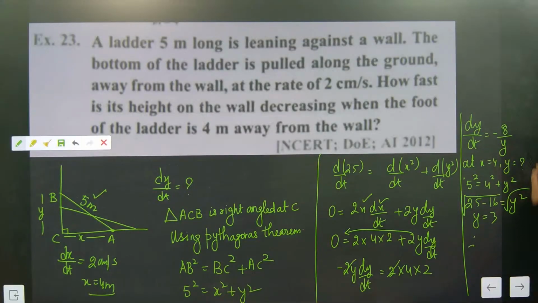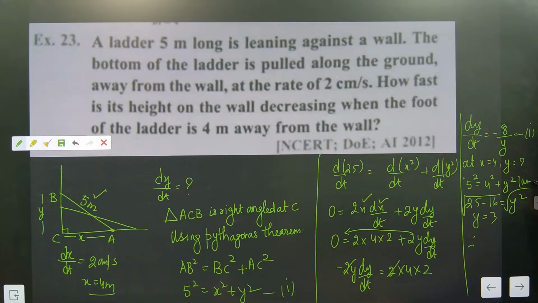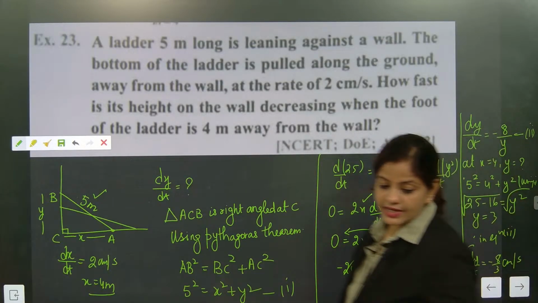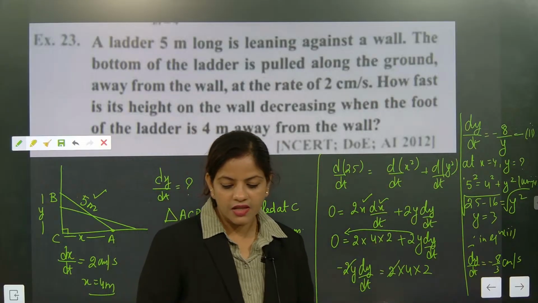So therefore substitute this in equation 1. We can call this equation 1, and this is equation 2. So we are substituting in equation 2. So dy by dt is equal to minus 8 by 3. The rate of change of height is this much centimeter per second. And this is decreasing. Decreasing means the height is decreasing. As the ladder is going away, the height is decreasing.